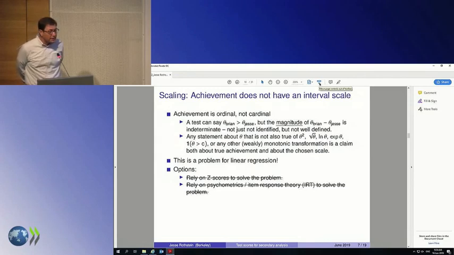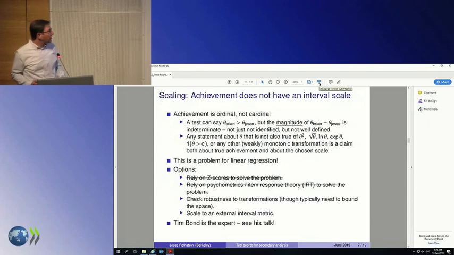A second option that I think is often attractive is, well, look, we had this great team of psychometricians who designed this test. They put a lot of effort into the development of the IRT model. That solves our problem, because that gives us a scale. And no, that doesn't solve the problem either. The IRT model, there is a scale, but there's nothing in the world that tells us that that's the right scale. That's entirely just about mathematical convenience. Okay, so I think the better options are, and I'm going to defer to Tim Bond, who's going to talk a lot about this today.